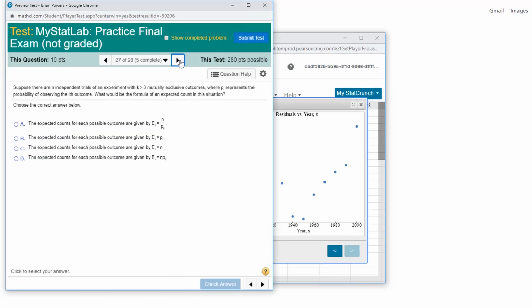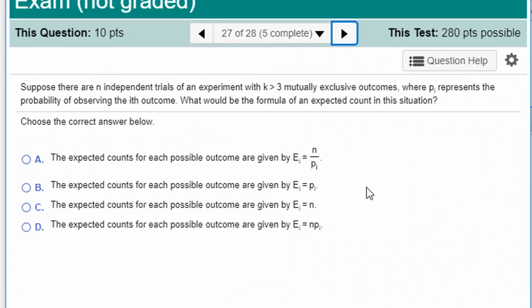Let's wrap this practice test up. Suppose there are n independent trials of an experiment with k greater than 3 mutually exclusive outcomes, where pi represents the probability of observing the ith outcome. So this is like, for example, spinning a spinner with 5 colors on it. The probability that each color comes up would be P1, P2, P3, P4, P5, and you're spinning it n times. K is the number of colors, n is the number of spins, pi is the probability or proportion of the spinner that is for color i.